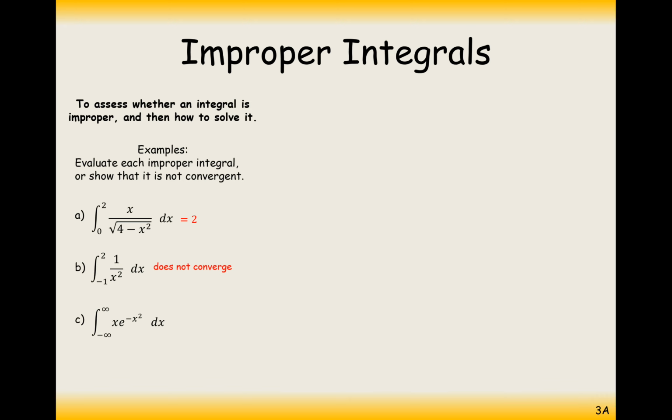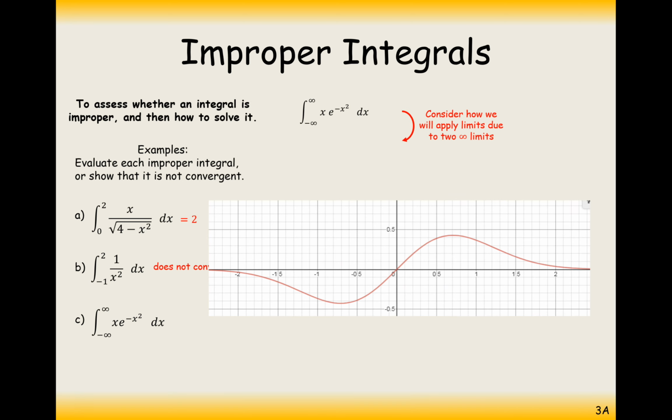Okay, let's move on to the last question. That will be question C. It's in between minus infinity and infinity. Now, what are we going to do here? Well, let's just have a quick look at what we're going to do with this graph. This is the graph for x e to the minus x squared. You don't need to know what this graph looks like. I just thought I'd give us a visual of what we're going to be doing here.